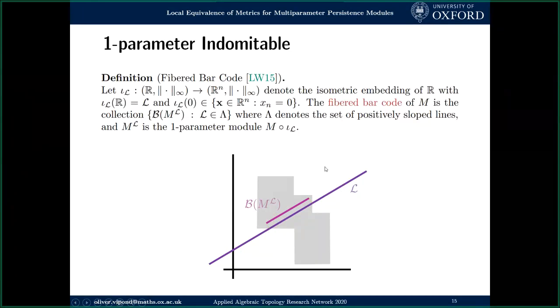And if we collect up all of the barcodes associated to all of the positively sloped lines through my module, I'm going to call that the fibered barcode of the multi-parameter persistence module. And so Matthew Wright and Mike Lesnick have some nice software with which you can explore this object on a two-parameter persistence module. It's called Rivet, and it's some nice software which allows you to explore this barcode in real time.